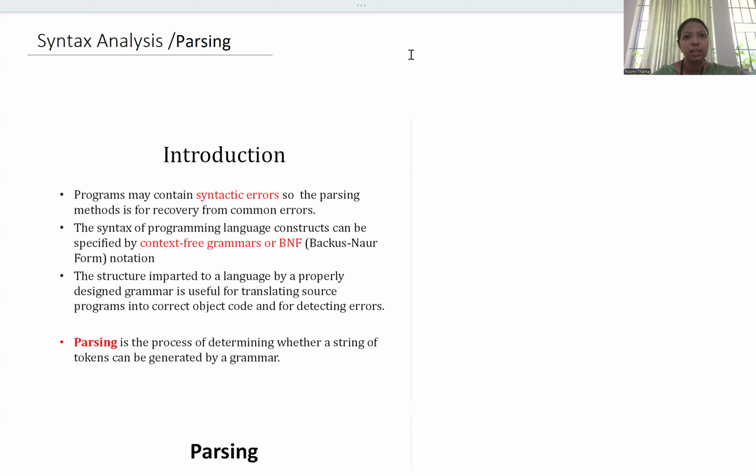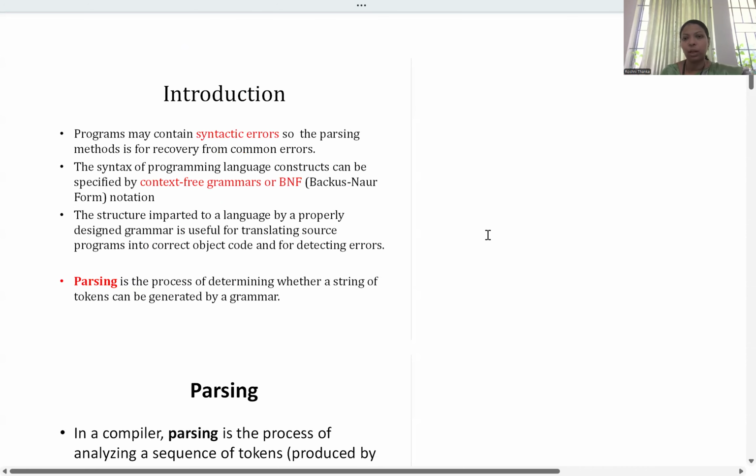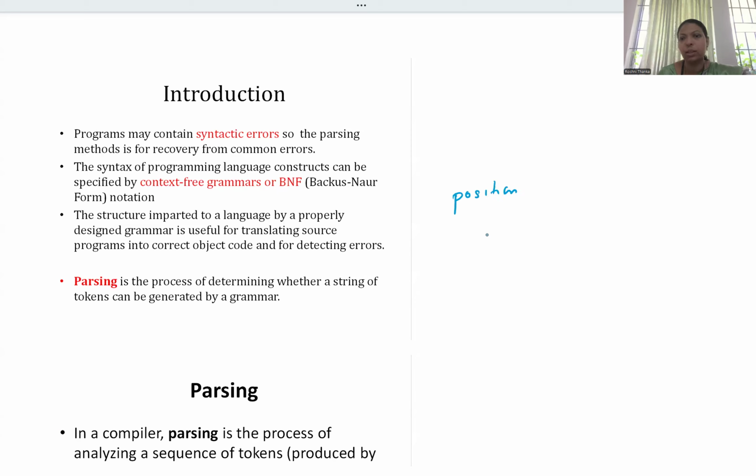So the syntax analyzer is the second phase of the compiler. The syntax analyzer can also be called parsing. The main role of the syntax analyzer is to find the syntactic errors in your program. When a sequence of tokens is given as an input, for example, the commonly used input is: position = initial + rate * 60. Consider this as an input from a high-level language.